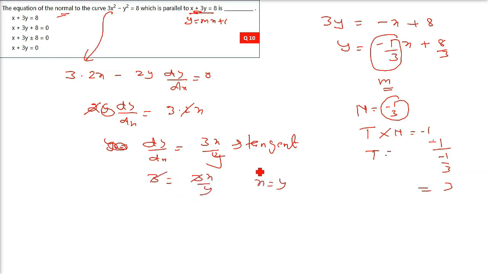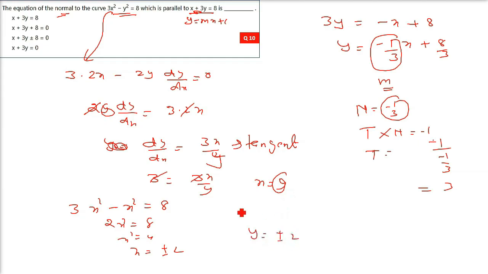Now take this x equals y in order to find the points. That is 3x, I'm replacing y as x, or you can place x as y. So you'll get x square as 4, x is equal to plus minus 2. So x equals plus minus 2, when you put it in the equation again, you'll get y equals plus minus 2. So you have two cases, 2, 2 and negative 2, negative 2. There will be two cases here.